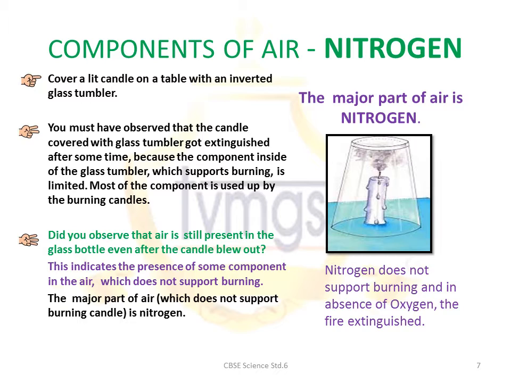The next component of air is nitrogen. Now nitrogen constitutes the major part of air. In the previous DIY that we did, the candle that extinguished stopped burning because oxygen was used up, but air was still present inside the glass tumbler. This proves that oxygen is a component which supports burning, but once it's used up, there is something still in air which does not support burning. This major part of air which does not support burning is called nitrogen.